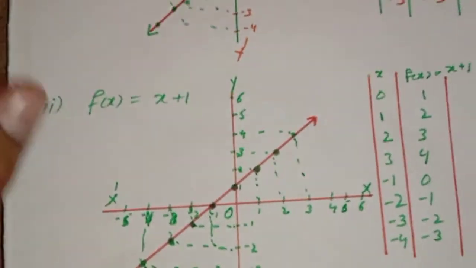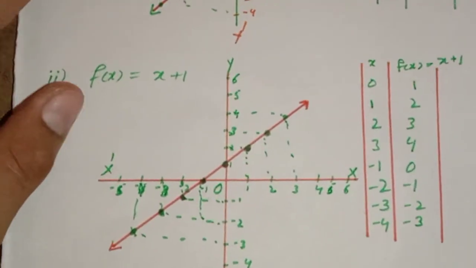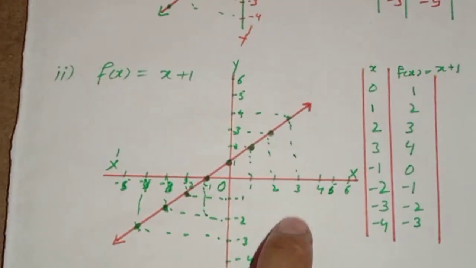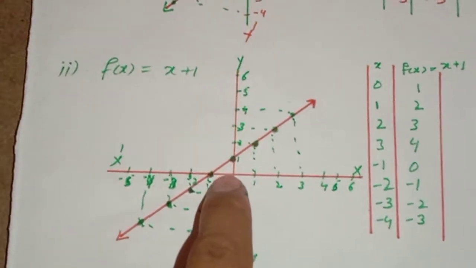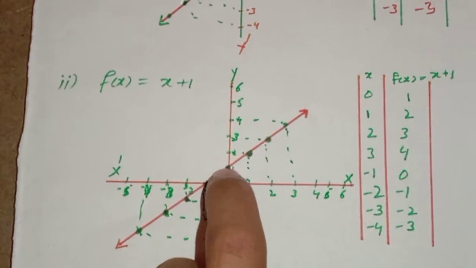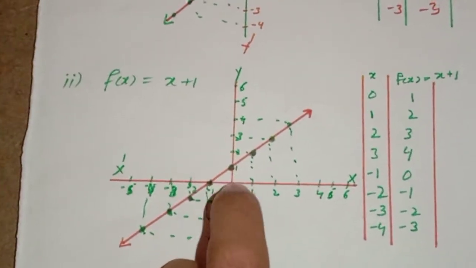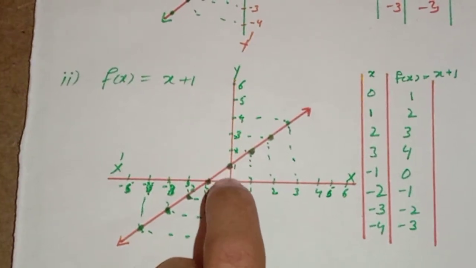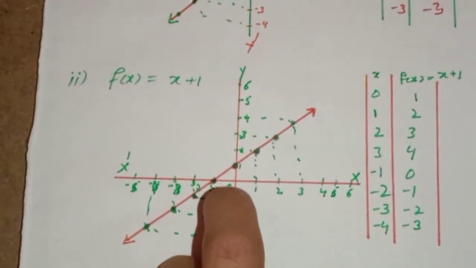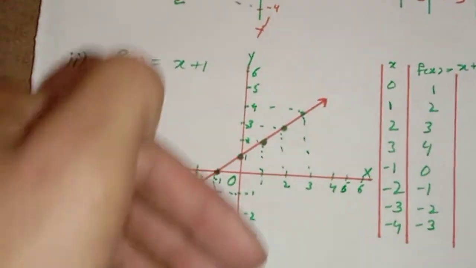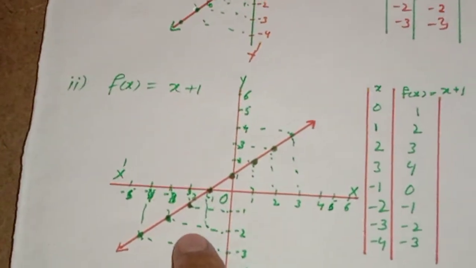In the second one, there is only one difference. The graph is shifted toward the y-axis by 1 unit. When we put 0, it will give us 1. When we put 1, it will give us 2. When we put 2, it will give us 3, and so on. So it is also a linear function, but it is shifted along the y-axis by 1 unit. This is the graph of f(x) equal to x plus 1.